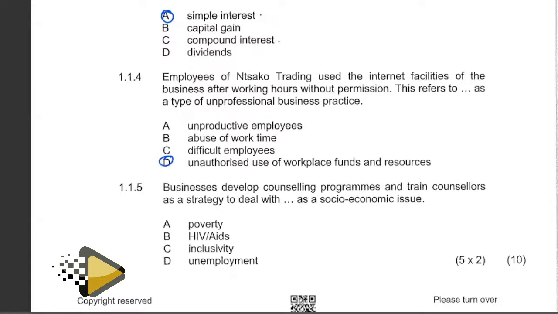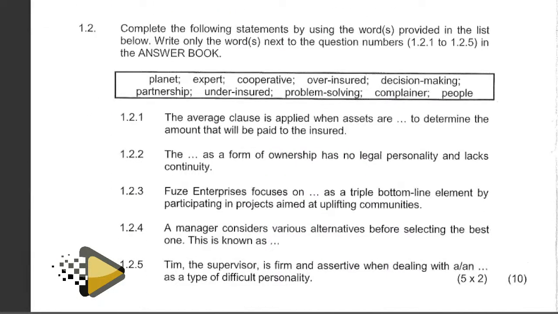Okay, right, Kritovs. So now let's check the last question, which is 1.1.5. 1.1.5 reads as follows. Businesses develop counseling programs and train counselors as a strategy to deal with this as a socio-economic issue. So in this regard, the appropriate answer is going to be B. Okay, right, Kritovs. Now let's move on to the next question. Next question, we have 1.2.